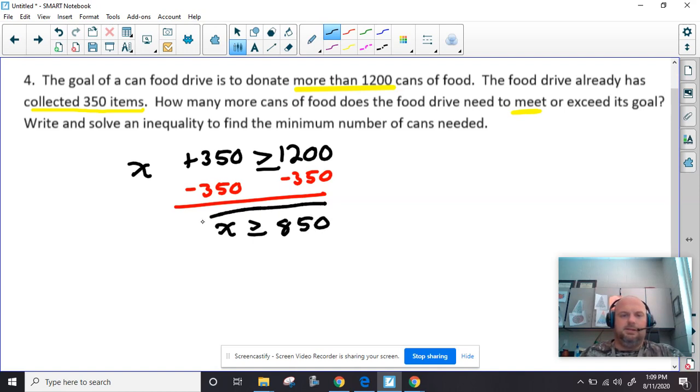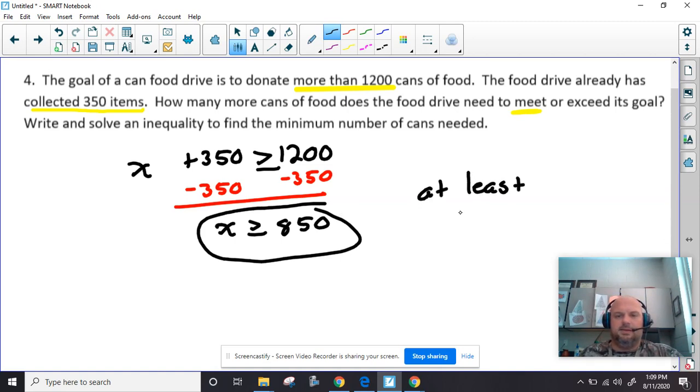so they need to have at least 850 cans. Okay, because that's how much they need to meet 850 or exceed. That's the least amount. Okay. All right.